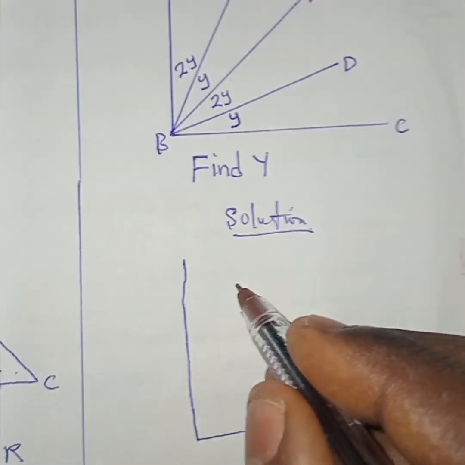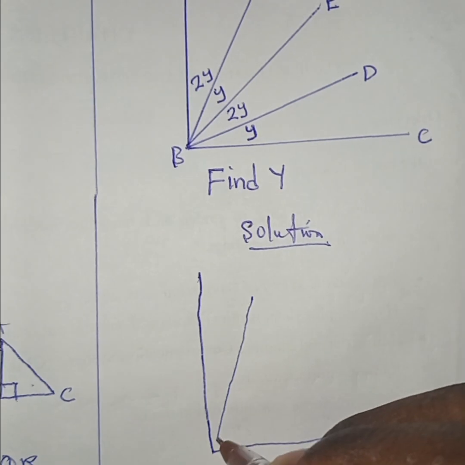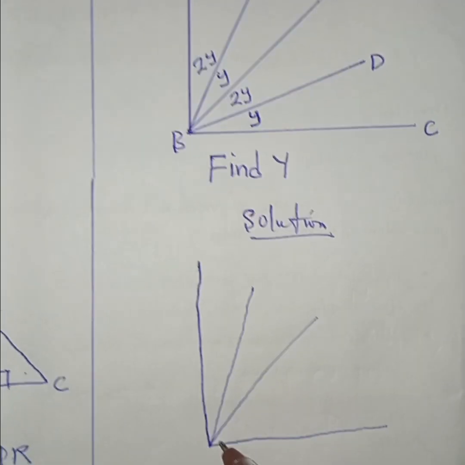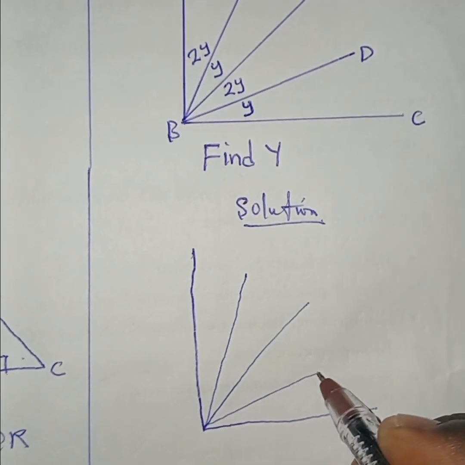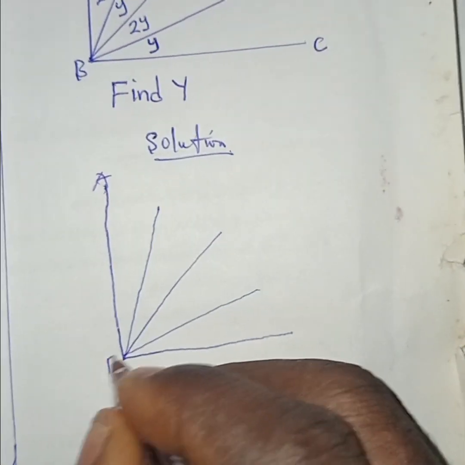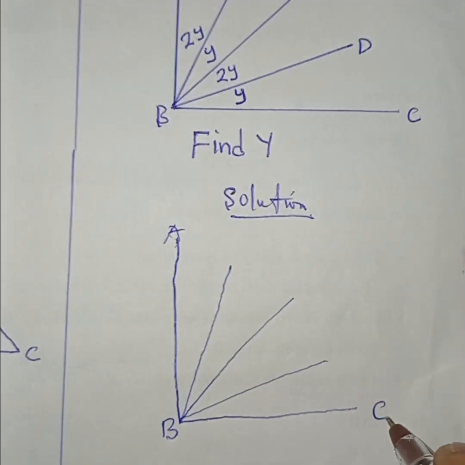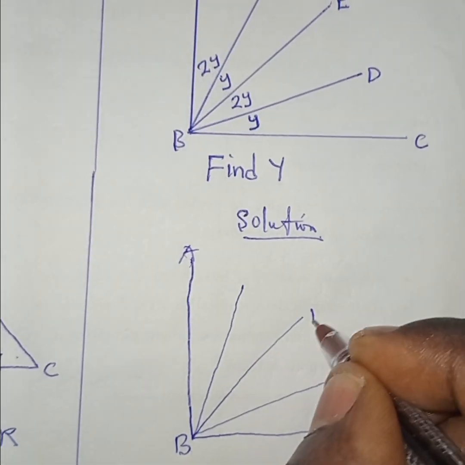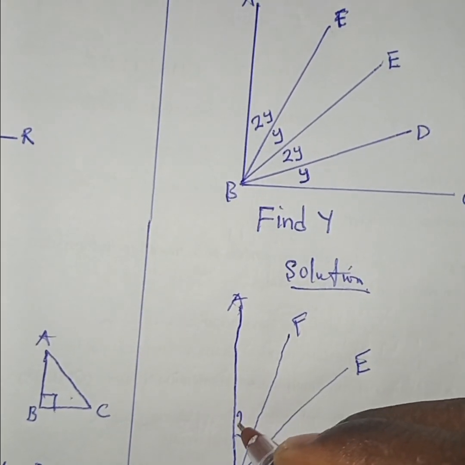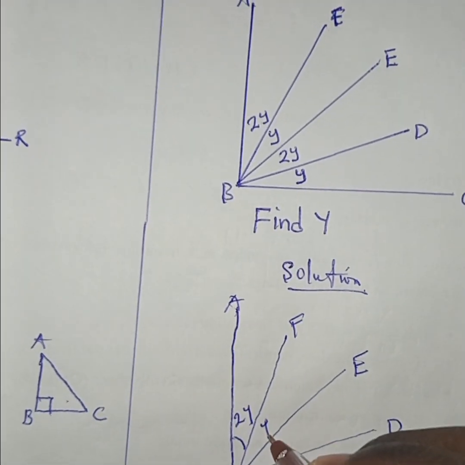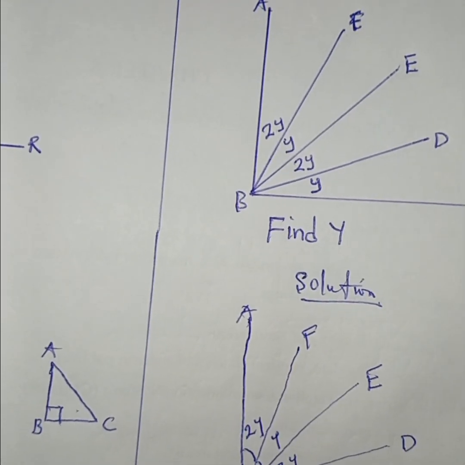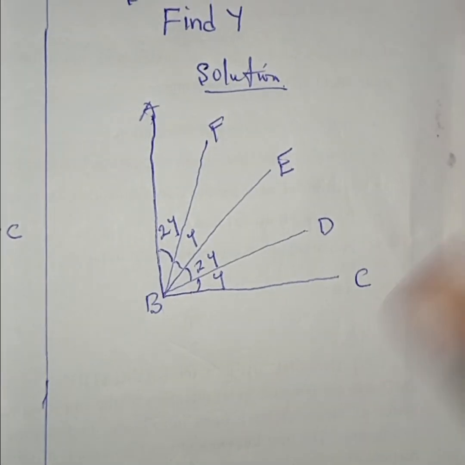So we have here A, here is B, here is C, here is D, here is E, and here is F. So we have here to be 2y, we have here to be y, we have here to be 2y, and we have here to be y. Alright, so now let's continue.